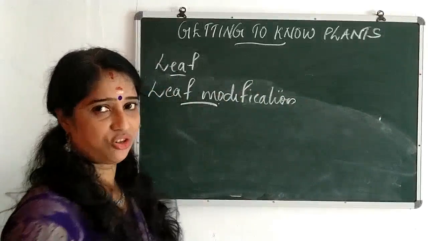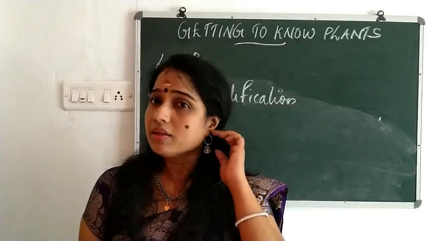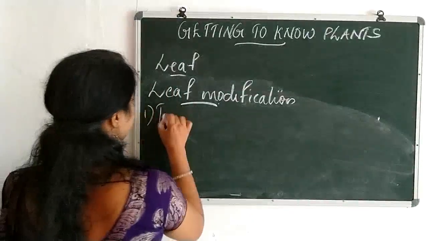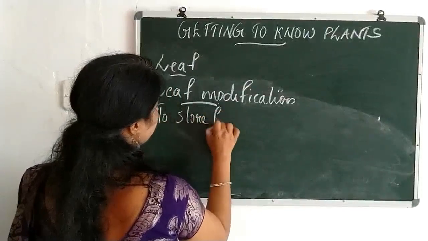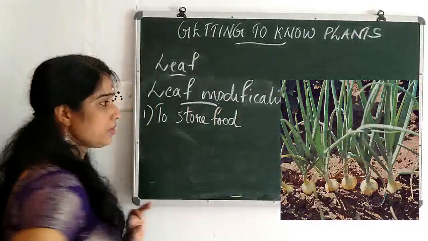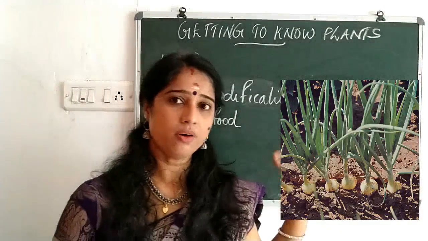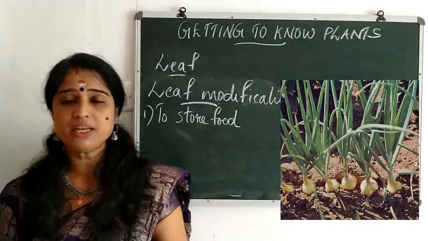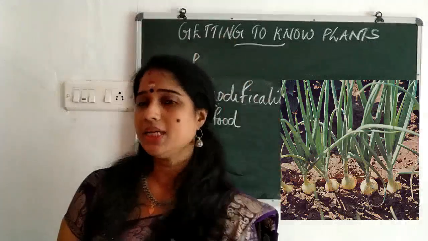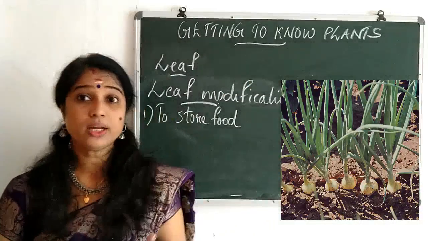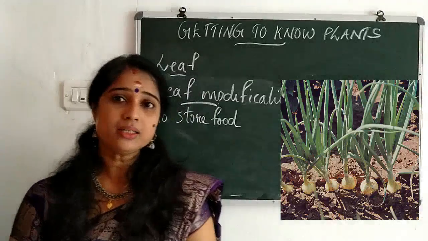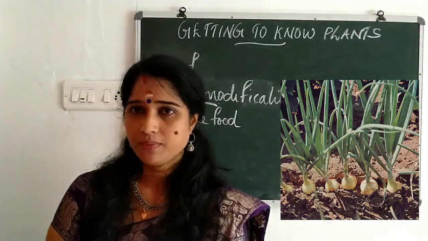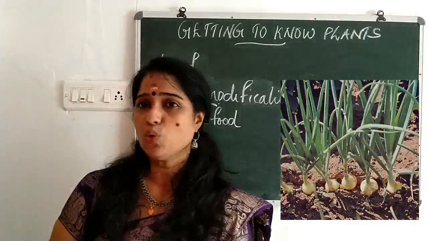Leaf modification. Okay, so you know that leaves are modified first to store food. You can see the picture of onion leaf here. Okay, you know onion, the part of the leaf that is seen above the ground is green in color, and the part that is seen inside the ground is white in color, and they are thick and fleshy. So in this onion, the leaf is storing the food.